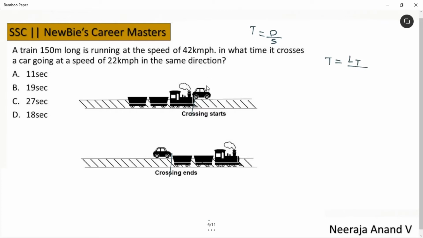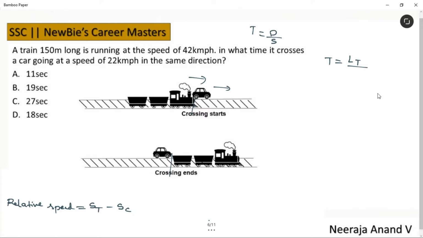But speed, the car is not a stationary object, right? The car is also having speed. Both the objects are moving in the same direction. What is the relative speed then? Relative speed is speed of the train minus speed of the car. If the objects are moving in the same direction, you have to take the difference. If the objects are moving in the opposite direction, you have to take the sum of the speeds.